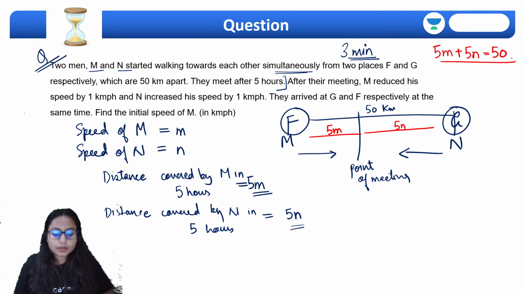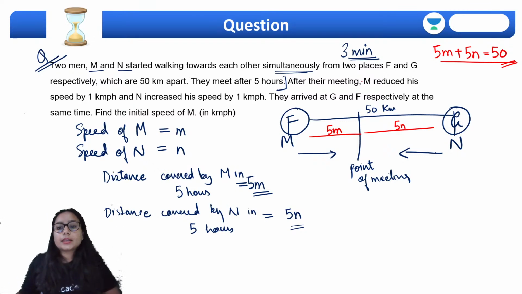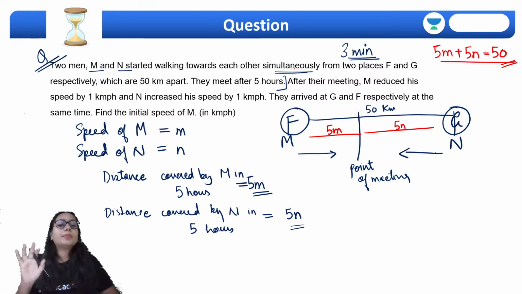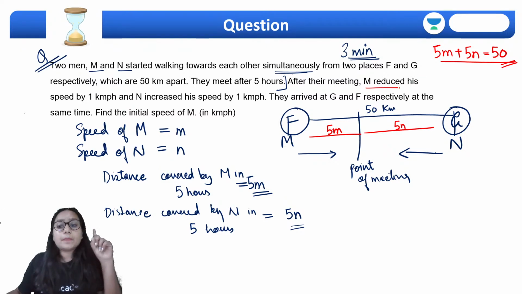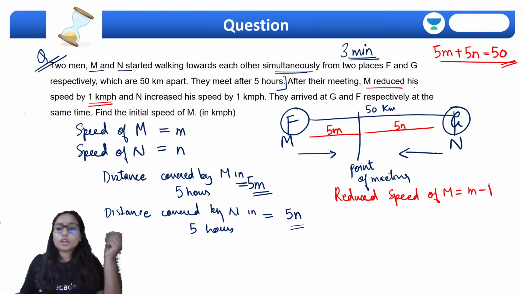Right? Okay, so we have this equation. Let's see what else I can get. Now, after their meeting, M reduced his speed by 1 kilometer per hour. So what is the reduced speed of M? The new, reduced speed of M will be equal to M minus 1, because 1 kilometer per hour is reduced.